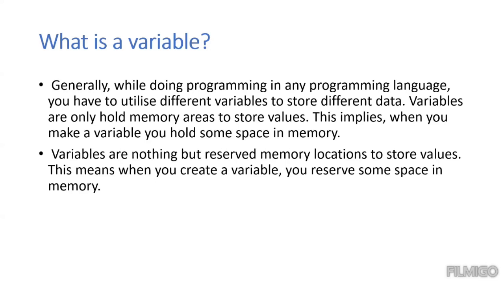Suppose A is a variable. When you create A, it has some space in memory, and if you assign A equal to 10, the 10 will be stored in the place in memory where A was created. This implies that when we create any variable, it has some space in memory. Variables are nothing but reserved memory locations to store values.